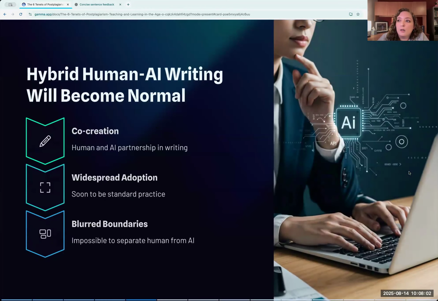Hybrid human AI writing will become normal. We're going to start seeing this human and AI partnership in writing, and it's going to be soon a standard practice. Blurred boundaries, and it's impossible to separate human from AI writing. We know that these tools are becoming really pervasive. As I said in the last session, they're in Word, they're in Google Docs. Students and others may not even realize that they're using some of these tools, but they are.